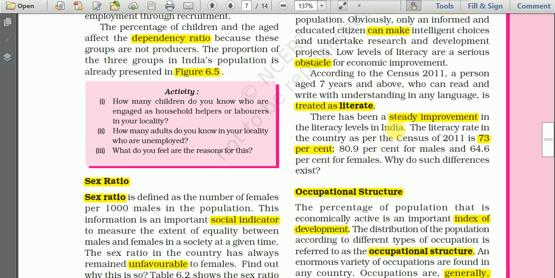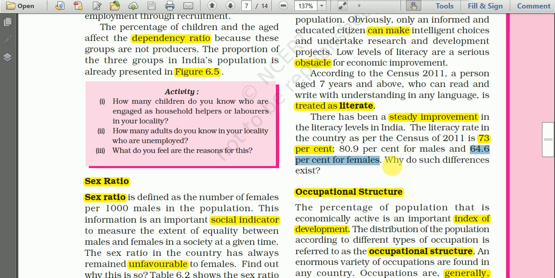And there has been a steady improvement in the literacy levels in India. We are improving in the levels of literacy rate, and the literacy rate in the country as per Census of India 2011 is 73%. Literacy rate for the whole of India, that is the national average, is 73% in the year 2011, and literacy rate for males is 80.9%, and for females it is 64.6%. And why do such differences exist?